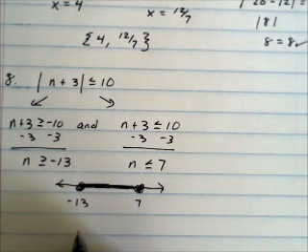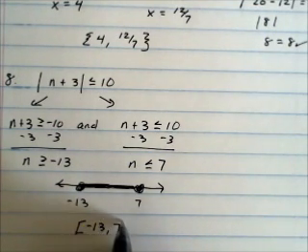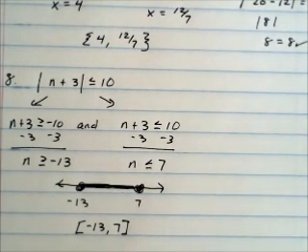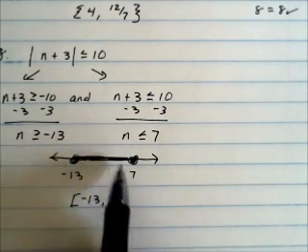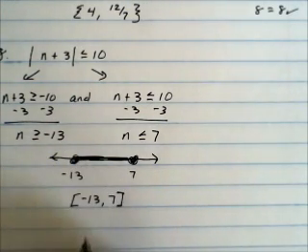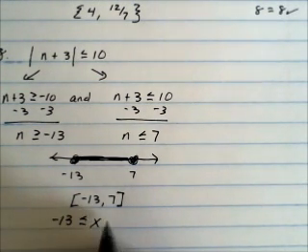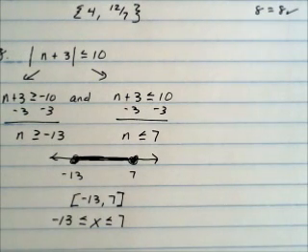And interval notation: bracket negative 13, comma 7, close bracket. Symbolically, we have all values of x between negative 13 and 7, including both of those. So x is greater than or equal to negative 13, and x is less than or equal to 7.